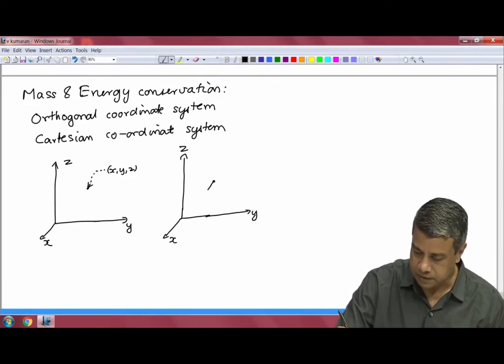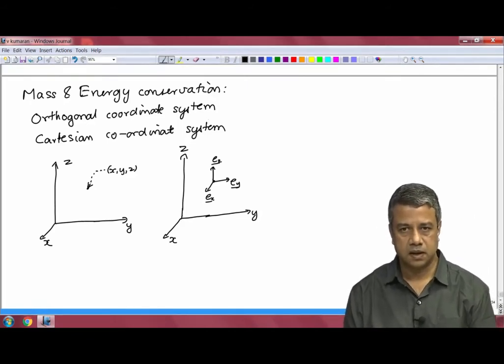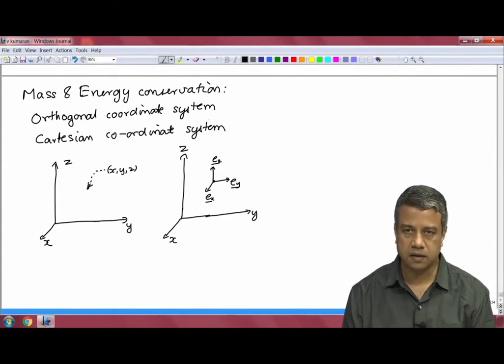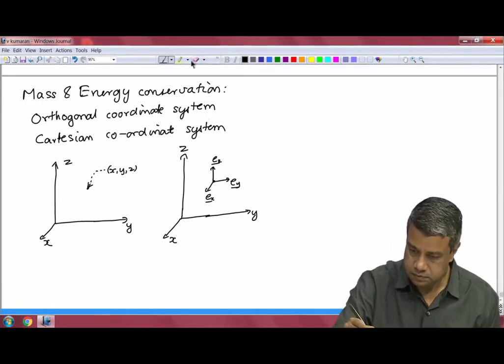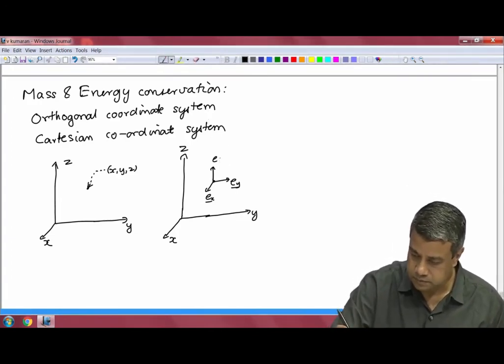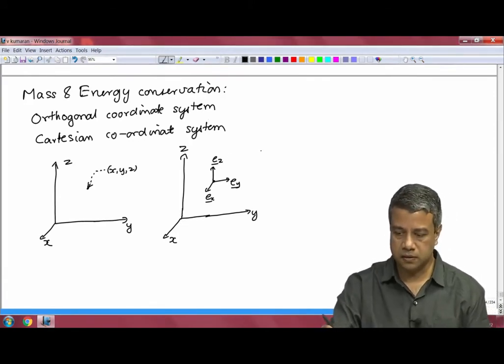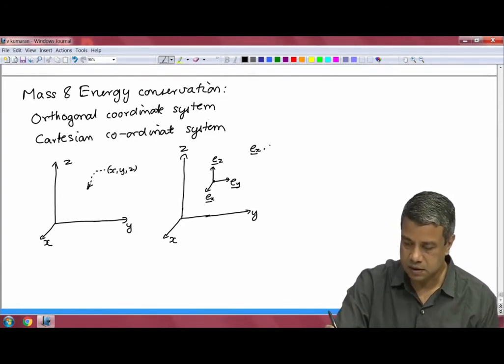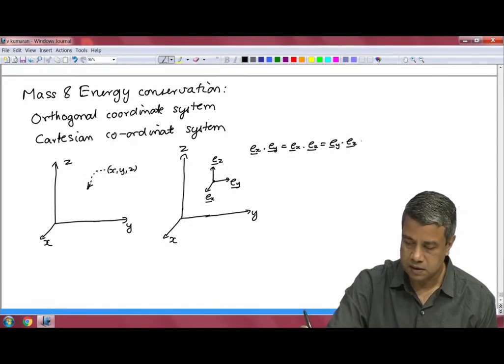the 3 unit vectors are Ex, Ey and Ez. They have unit magnitude and direction along the coordinate direction. And since they are orthogonal to each other, that means that Ex dot Ey is equal to Ex dot Ez is equal to Ey dot Ez. That has to be equal to 0.